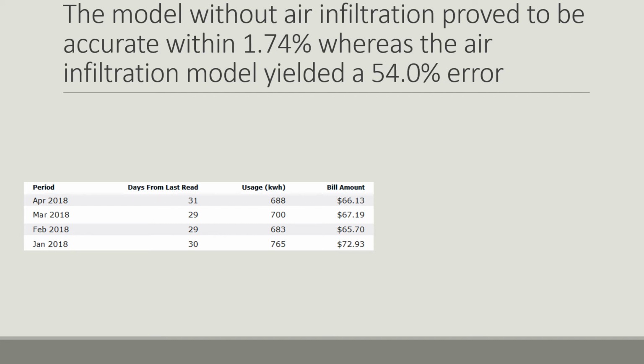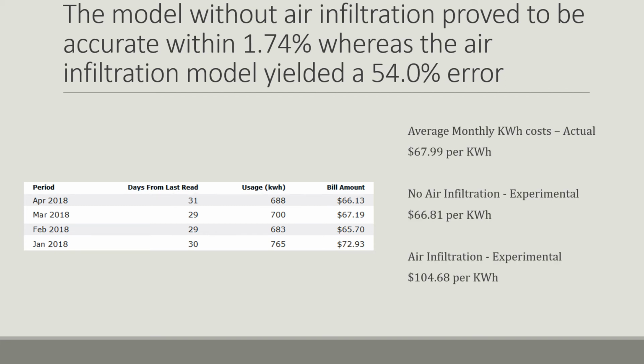After running several minor calculations, the model without air infiltration proved to be accurate within 1.74%, whereas the air infiltration model yielded a 54.0% error. We attributed the large disparity of our air infiltration model to our lack of understanding of the principles behind it. However, we are confident in our knowledge of conduction, convection, and radiation, and the assumptions we made for our model due to the accuracy we achieved.